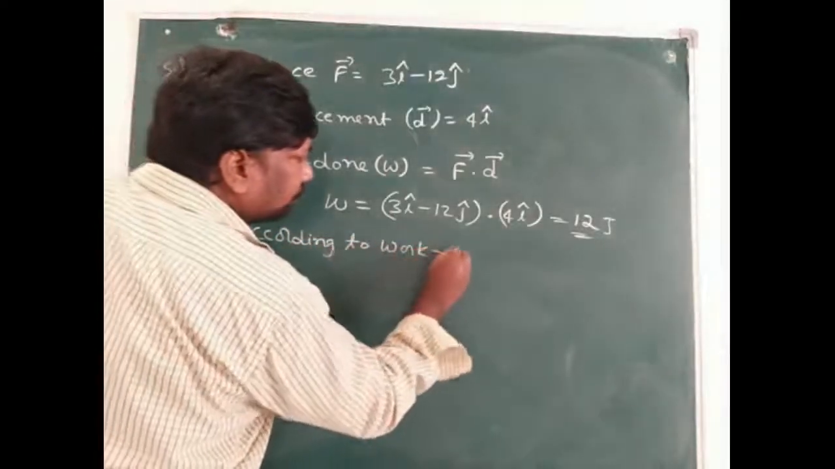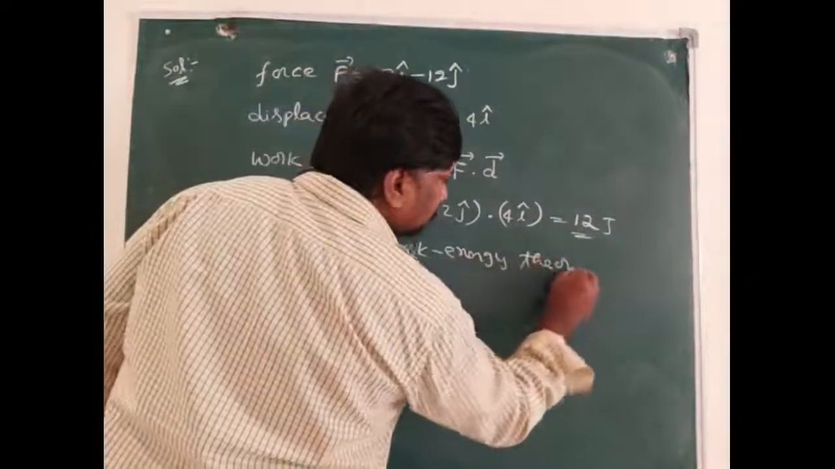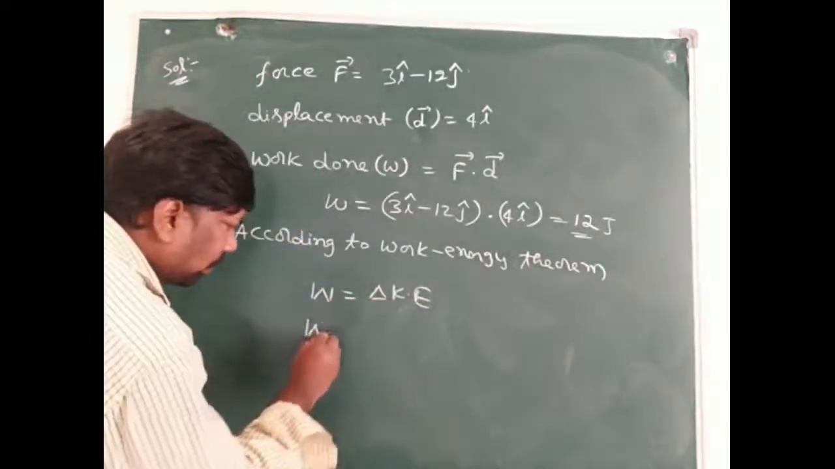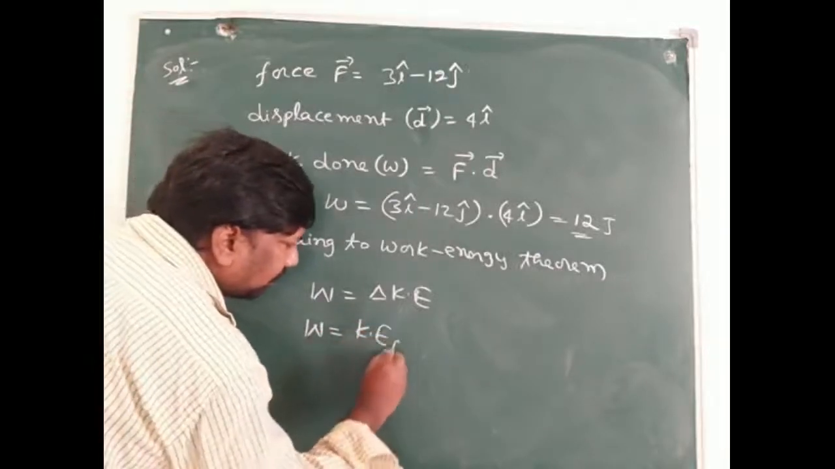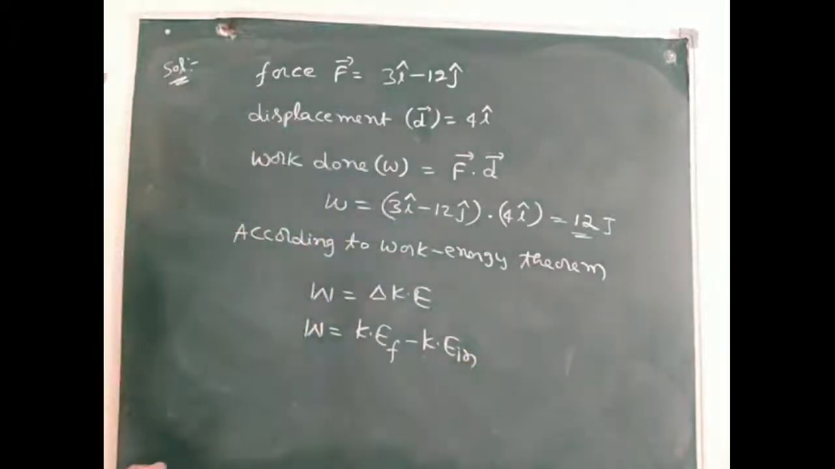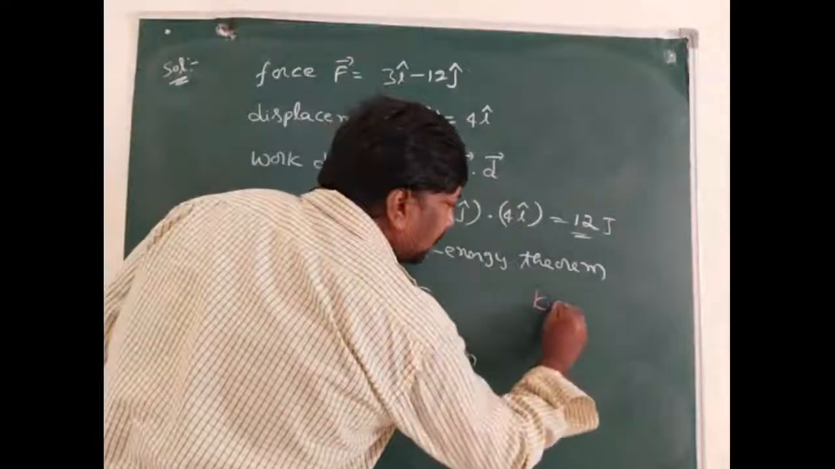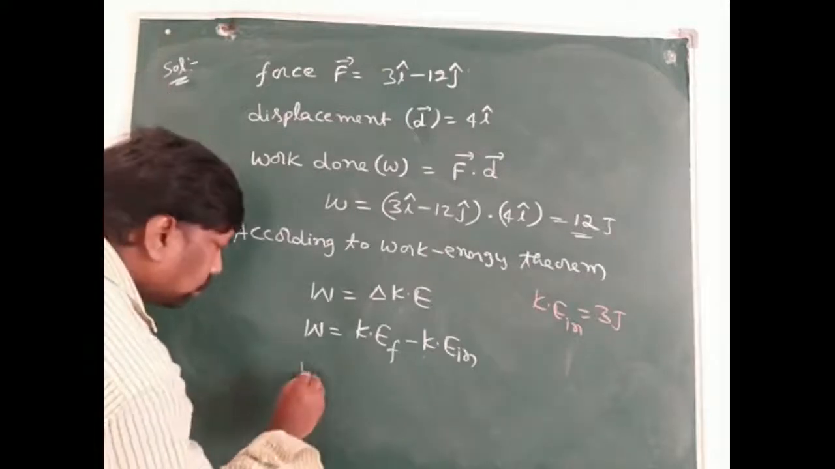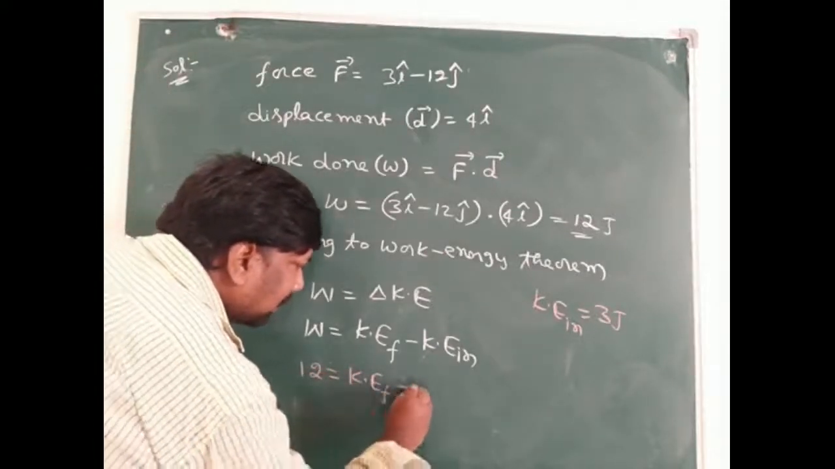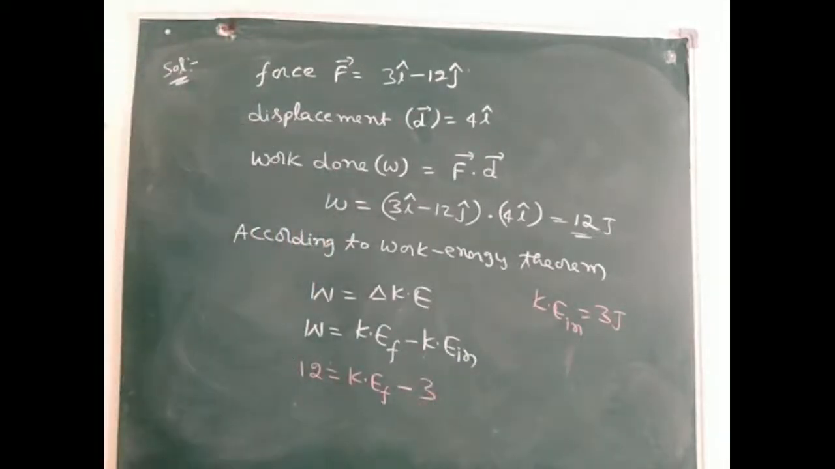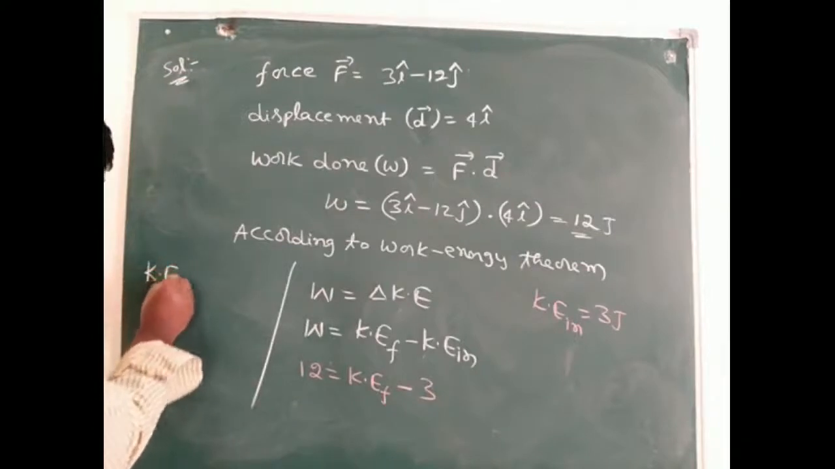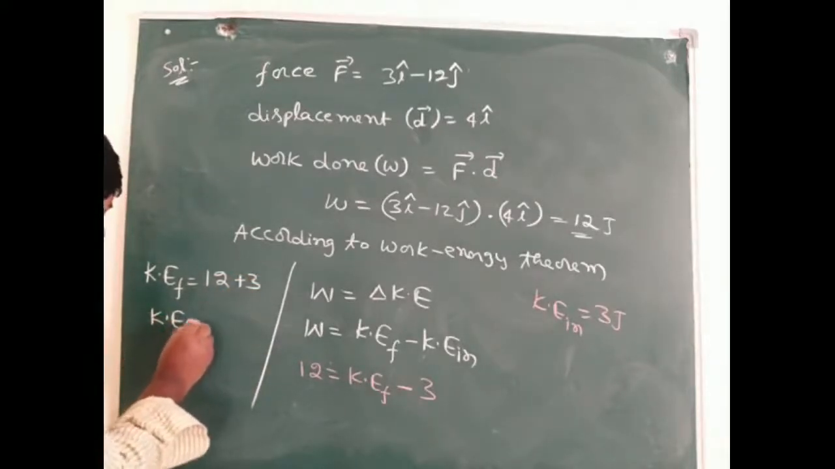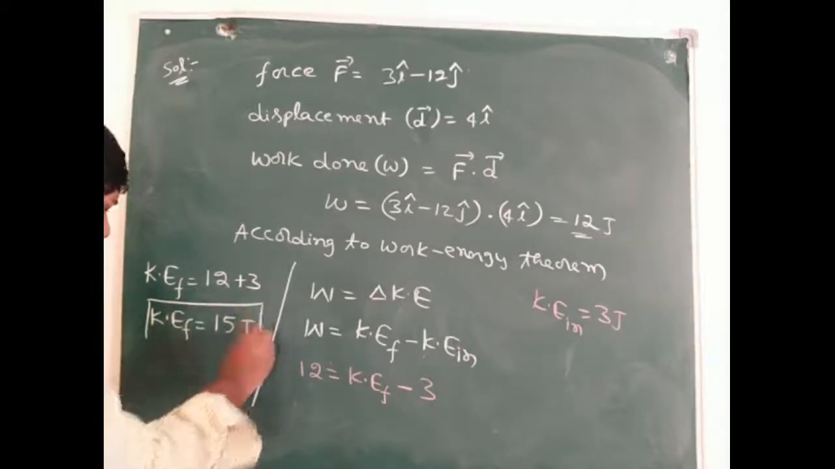According to the work energy theorem, W equals change in kinetic energy. So W equals final kinetic energy minus initial kinetic energy. In this problem, the initial kinetic energy is 3 joules, as given. Therefore, work done 12 equals final kinetic energy minus 3. So the final kinetic energy equals 12 plus 3, that is, the final kinetic energy is 15 joules. So this is the answer.